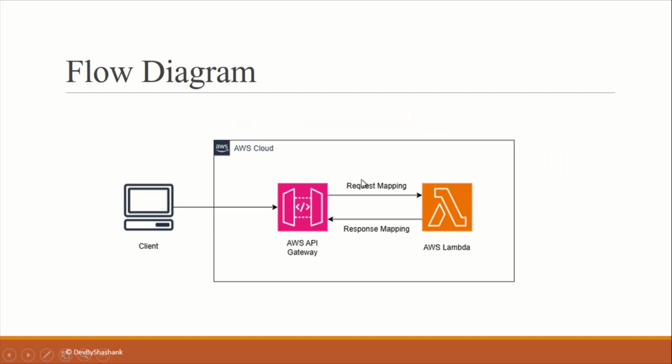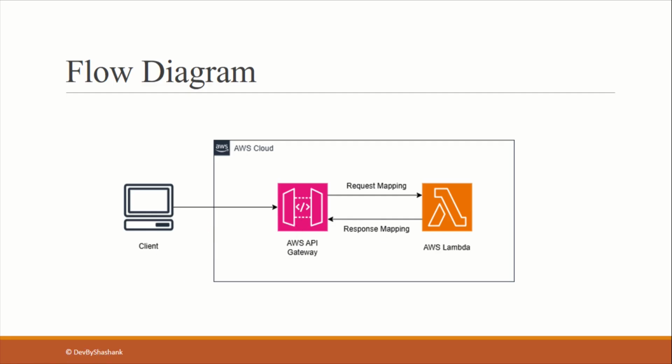So this is going to be our flow diagram today. Client will send a request to API Gateway. API Gateway will do the request mapping and then it will send the request to Lambda. Then Lambda will process the request and it will send the response to API Gateway. Then API Gateway will do the response mapping and then it will return the results to client.